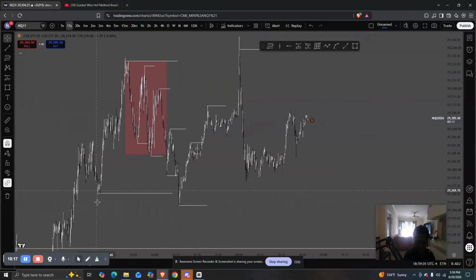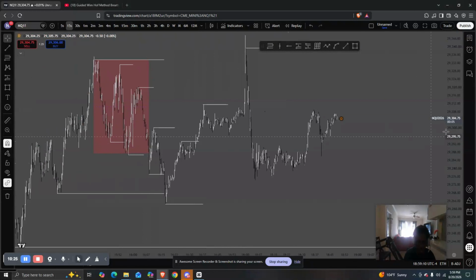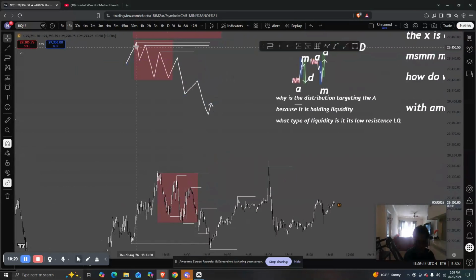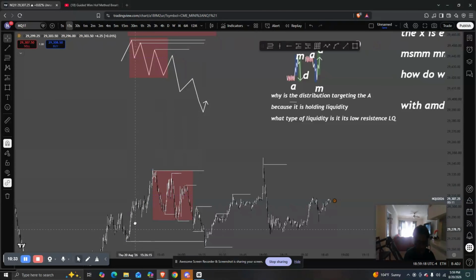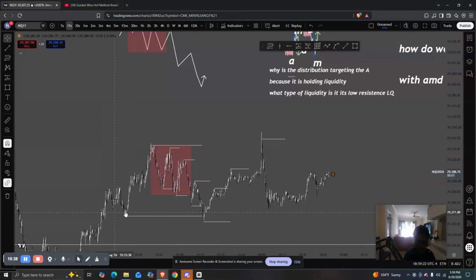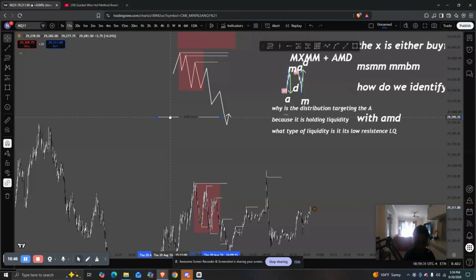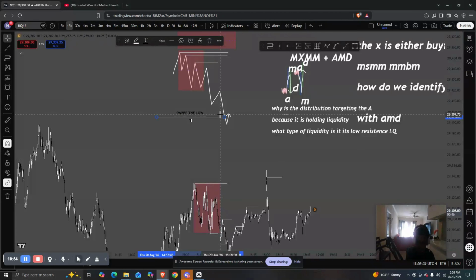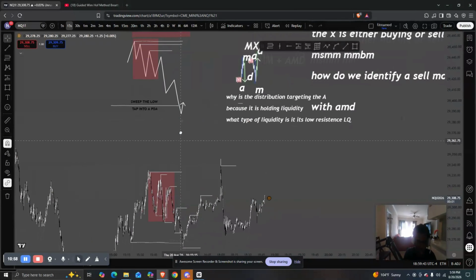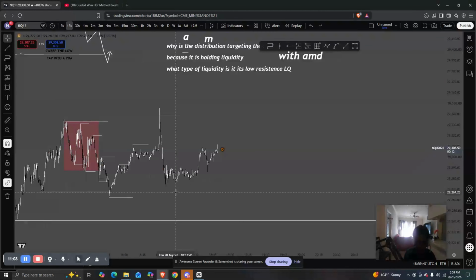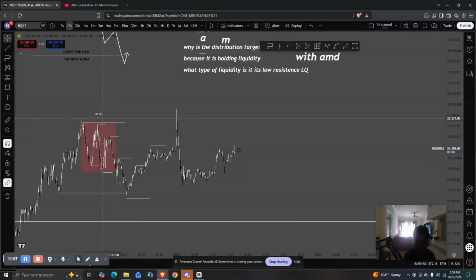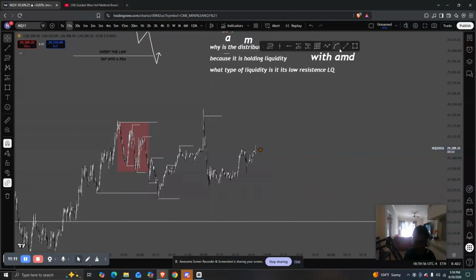If we look over here, we swept another range low. We were obviously accumulating here. How did we get there? We displaced. Then we had another accumulation phase. We manipulated the low of the accumulation, tapping into a PD array over here. So let's say we sweep the low and tap into a PD array. What happens after that? We obviously start to reverse, targeting the low resistance liquidity in this accumulation. So we would mark this whole leg out as a manipulation leg over here.